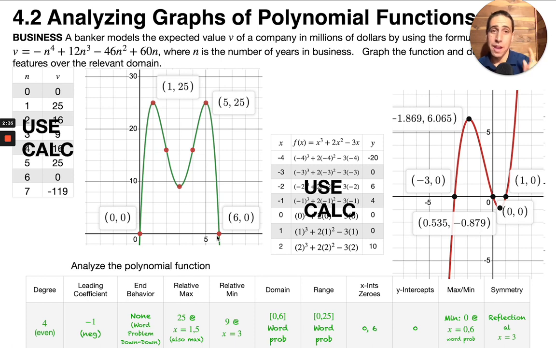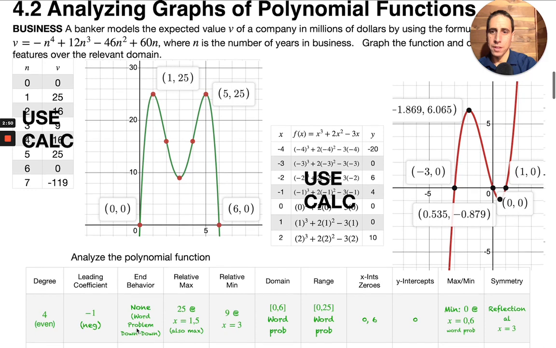There's no more. However, if it weren't a word problem, then we would say that this continues down to negative infinity and this continues down to negative infinity. It just keeps on going. That's how it leaves the window if it weren't a word problem. We'd say it's down, down end behavior. Just note that because it's good to practice.